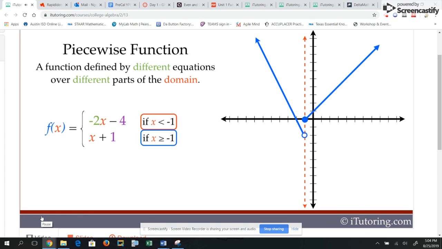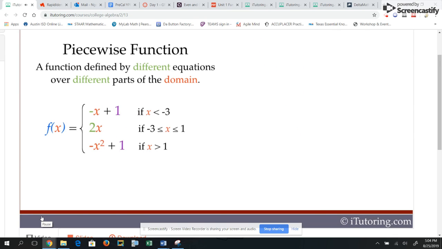Well, let's look at another example. Here we have a piecewise function. f(x) is equal to negative x plus 1 if x is less than negative 3. Our function is defined as 2x if negative 3 is less than or equal to x is less than or equal to 1. And our function is defined as negative x squared plus 1 if x is greater than 1. With this piecewise function, we have three domains.